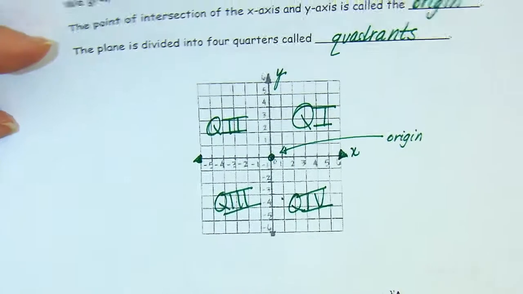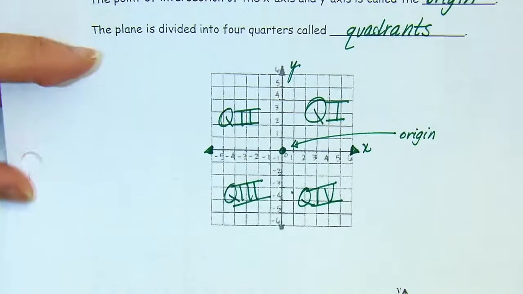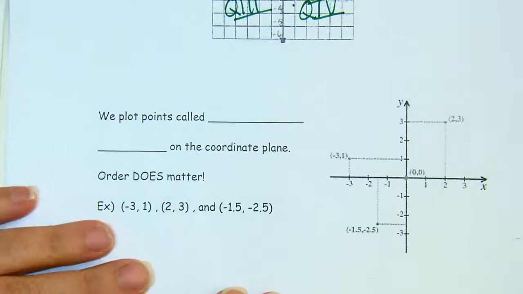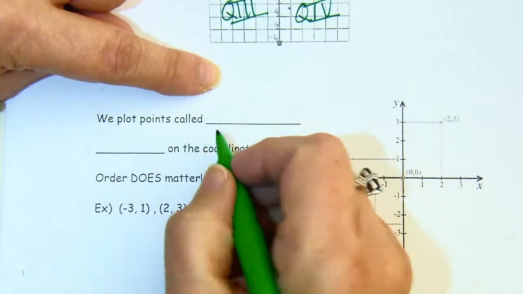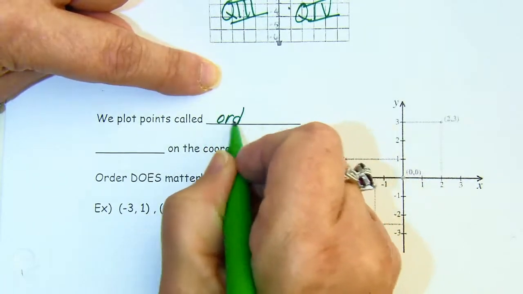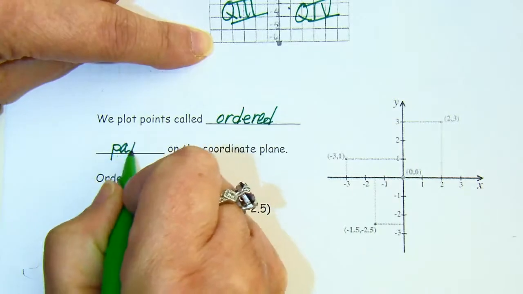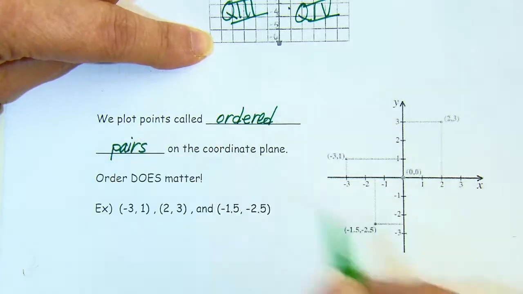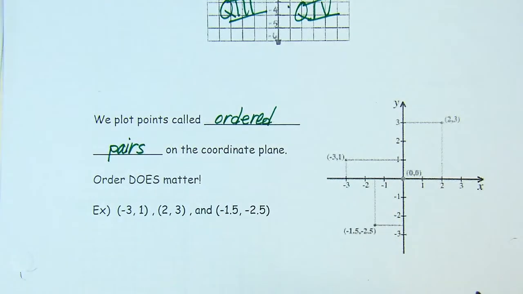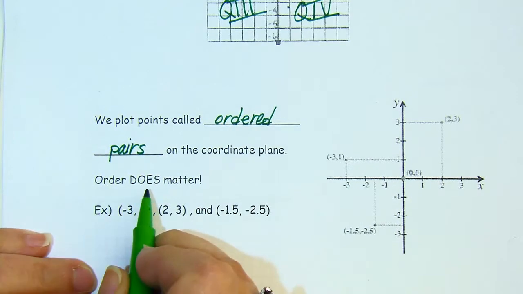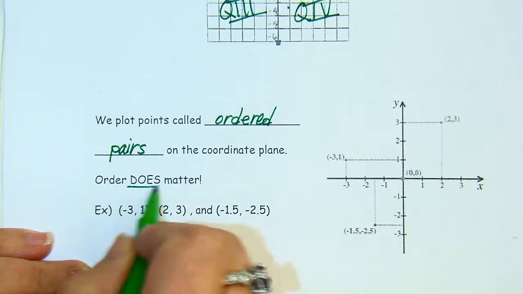All right, some easy stuff way back when we saw pre-algebra. We plot points, and the points are called ordered pairs, O-R-D-E-R-E-D, ordered pairs. And we plot the ordered pairs on the coordinate plane. The order does matter. That's why it's called an ordered pair. X first, then Y. Always, always, always. The order does matter.